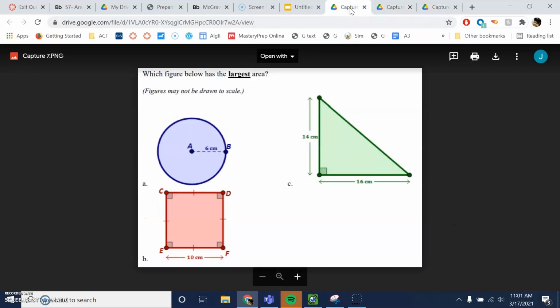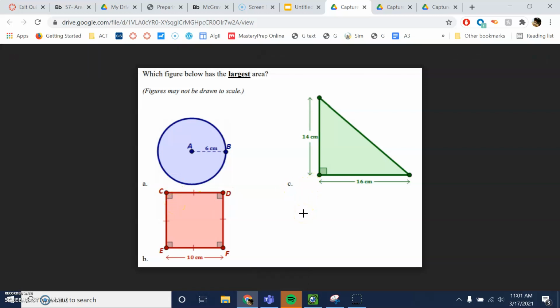Okay, next one. Ooh, look at this. Which figure below has the largest area? A, circle. B, square. C, triangle. Go. Okay, let's see what we got. Let's do one at a time.